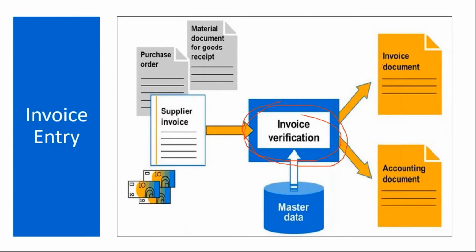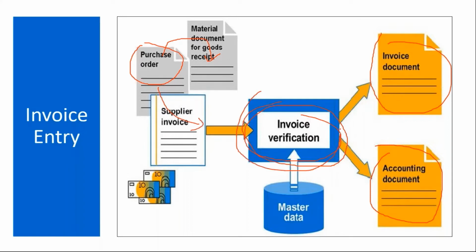When they post it, the system will generate the invoice document and an accounting document. Of course, we covered this in our basic purchasing cycle. The purchasing department will issue a purchase order to the supplier. Against that, he will supply the material, and along with that he will send his invoice. Then the accounts receivable team will verify it and post it.